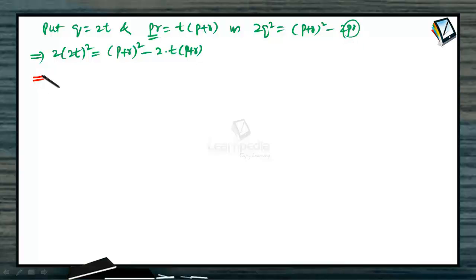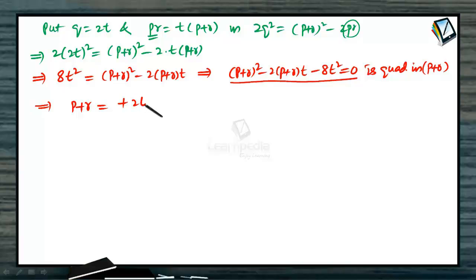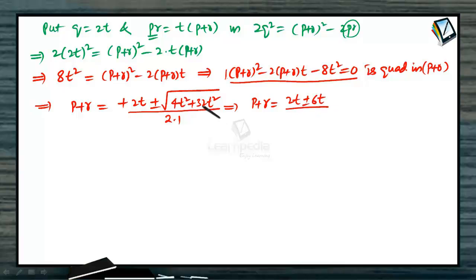This, substituted, implies 8t square is equal to p plus r square minus 2 into p plus r into t. Finally, I can write it as p plus r square minus 2 into p plus r into t minus 8t square equal to 0. This is quadratic in p plus r. Let us find the value of p plus r: it is minus b, that is 2t, plus or minus root of b square plus 4ac, that is plus 32t square, by 2 into 1. So p plus r is equal to 2t plus or minus 6t by 2, because 32 plus 4 is 36, and root of 36t square is 6t. Therefore p plus r is equal to 4t, or minus 2t.